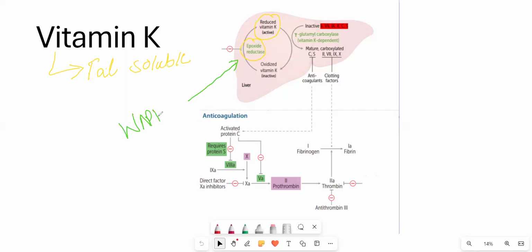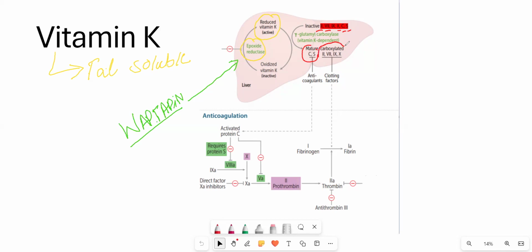So warfarin inhibits epoxide reductase. So that is again very high yield. Okay, so this reduced vitamin K is important for the carboxylation of clotting factors 2, 7, 9, 10, and also protein C and S. After the carboxylation, these protein C and S are mature, and these carboxylated factors are mature.